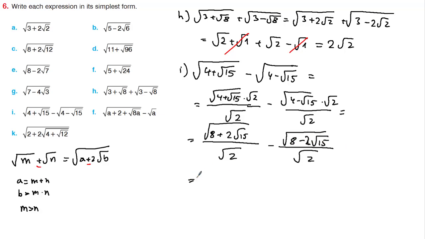All right, now can we find two numbers that add up to 8 but multiply to 15? It should be 3 and 5.